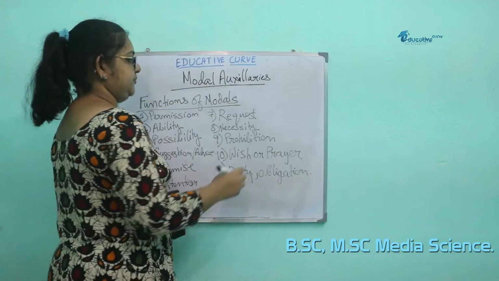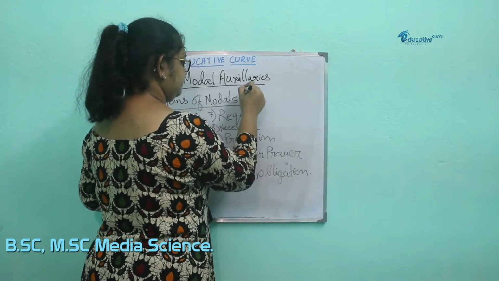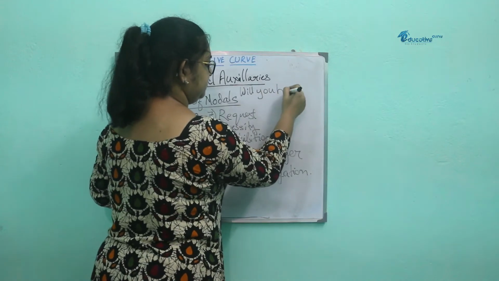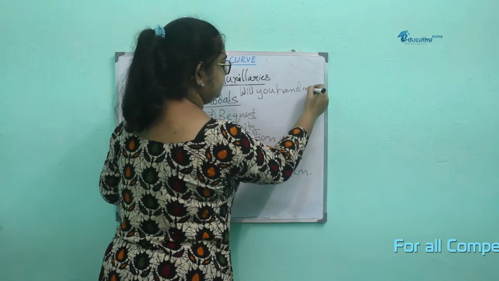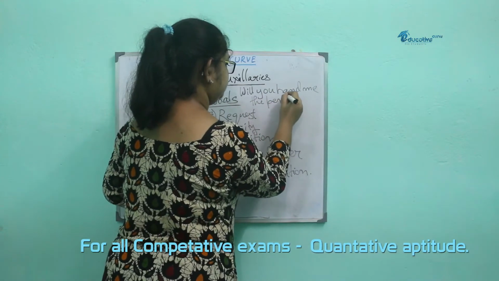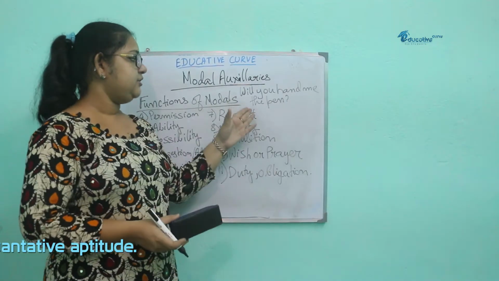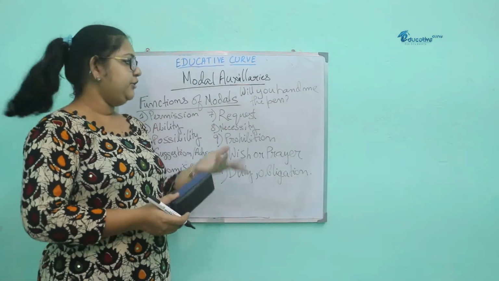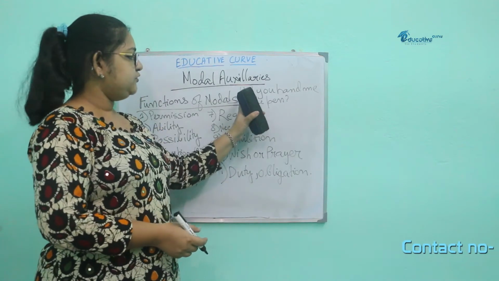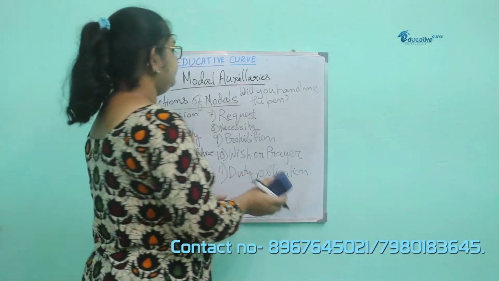Now request. Will you hand me the pen? That means you are requesting someone to give you a pen. Now you could have written this in this way, please give me the pen. But when you are using will, it has the same effect as being a request.